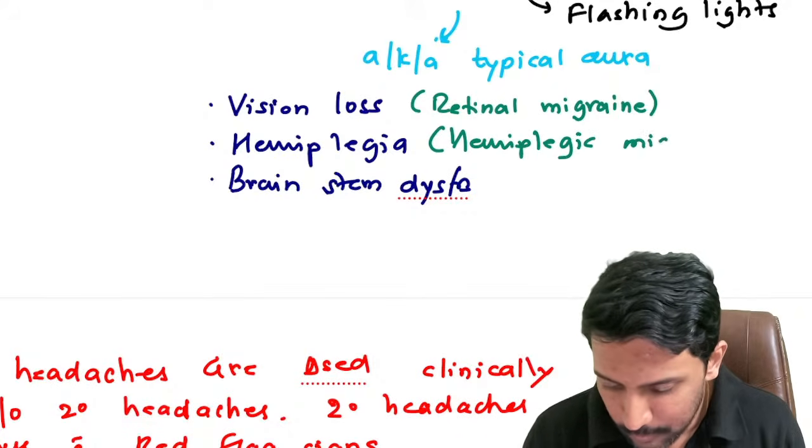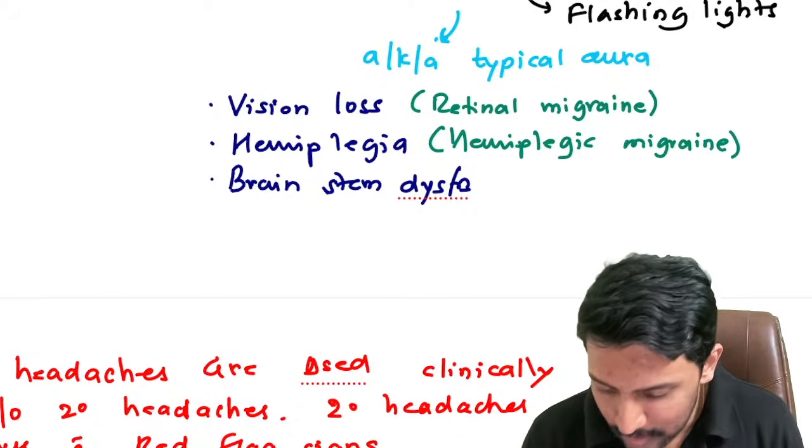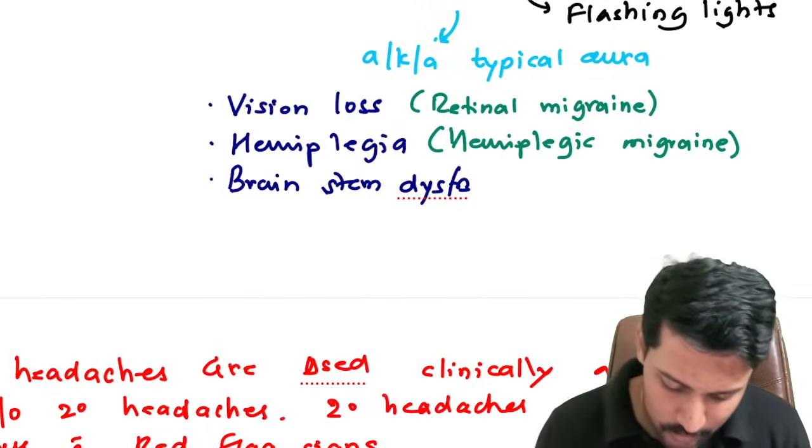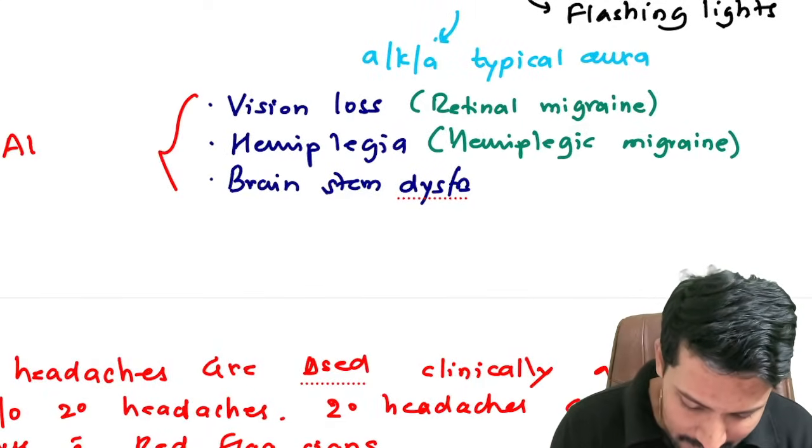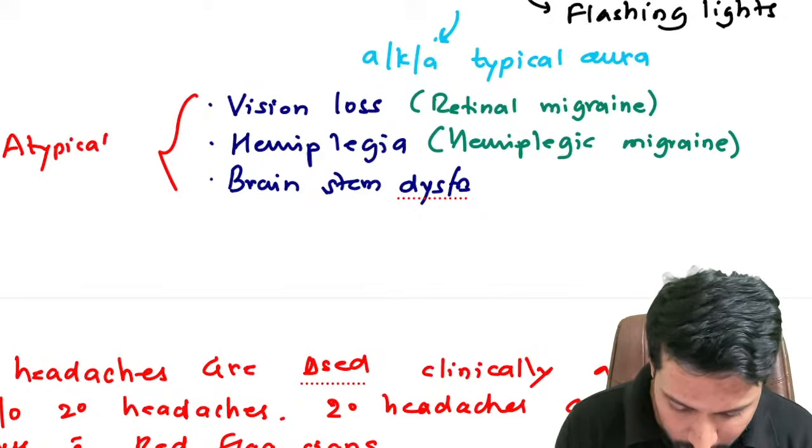Hemiplegic migraine. And these auras are not very common. They are rare. So if they are present, we will call it an atypical aura.